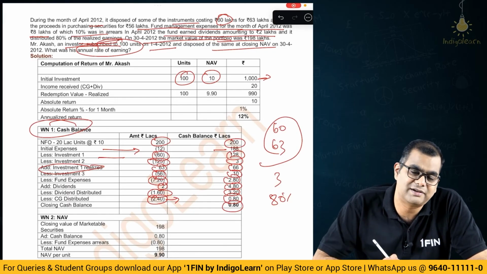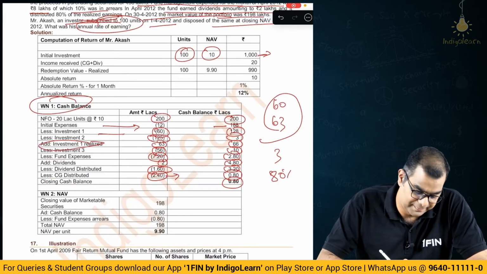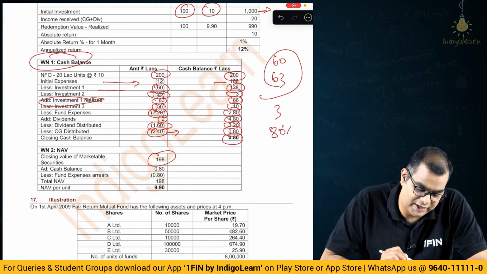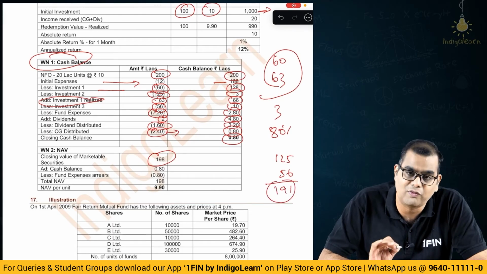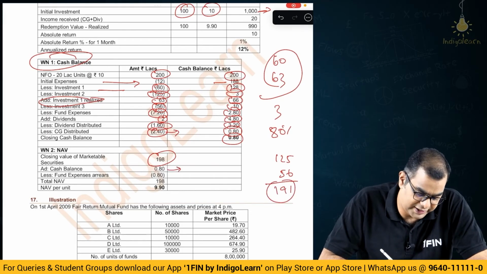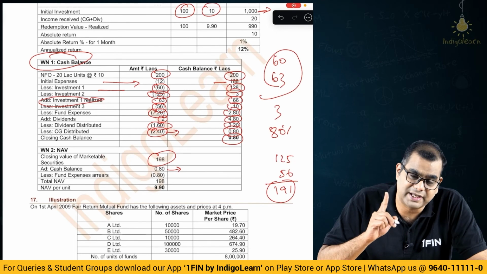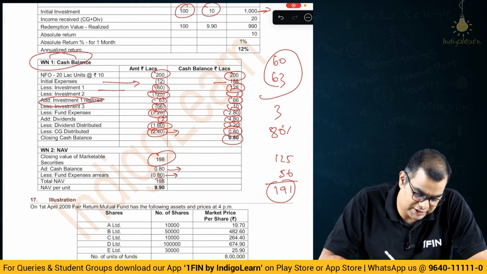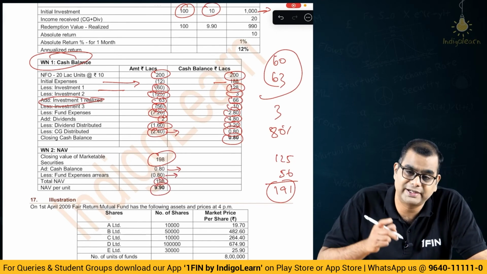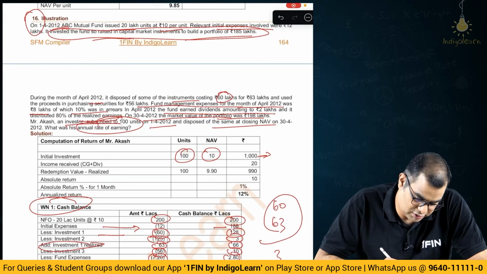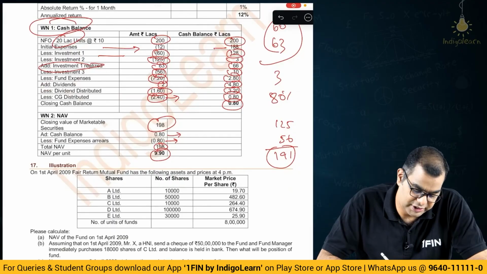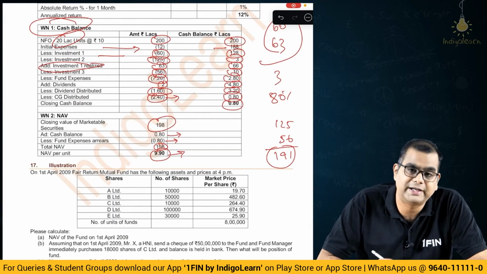Why is this cash balance relevant for us? In order to find out the NAV. Closing value of securities is 198. The securities that you purchased, originally for 125 and then for 56, add to 191, now 198. And you have cash of 0.8 and fund expenses arrears of 0.8. So, you subtract that. So, total NAV is 198. And this is the total NAV for how many units? 20 lakh units. So, NAV of each unit is 9.9.